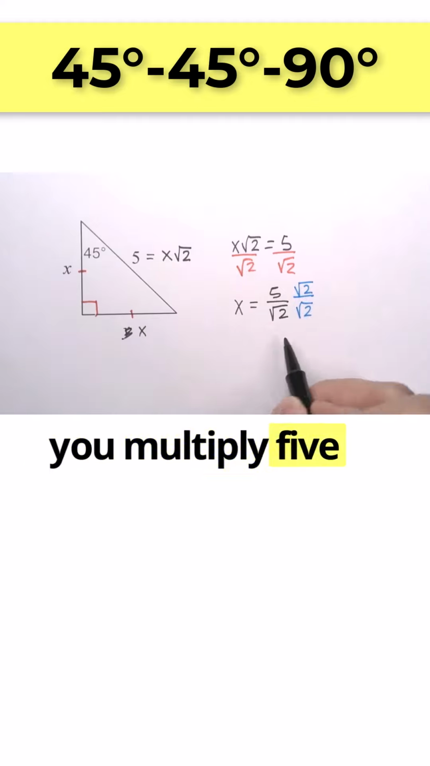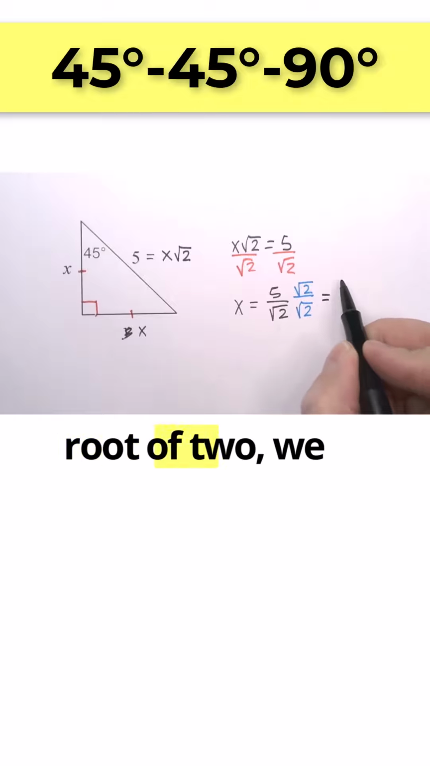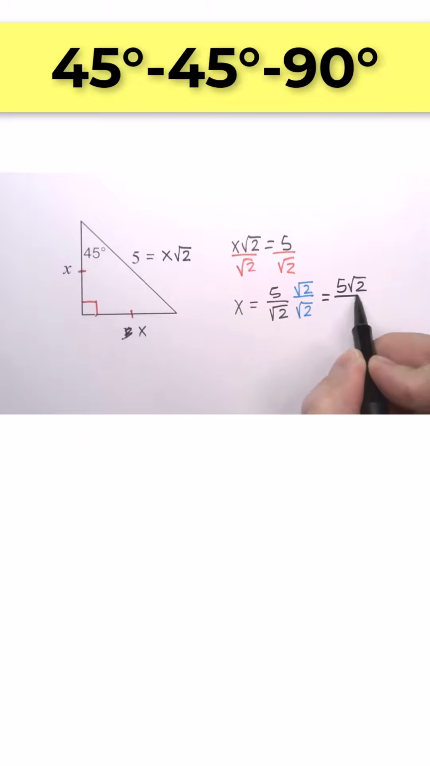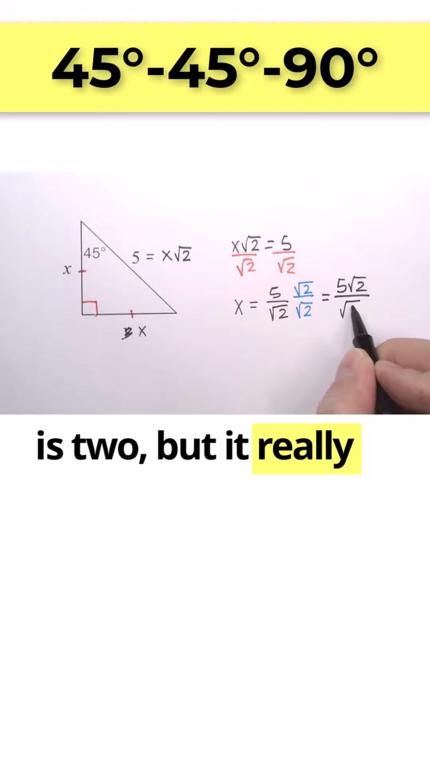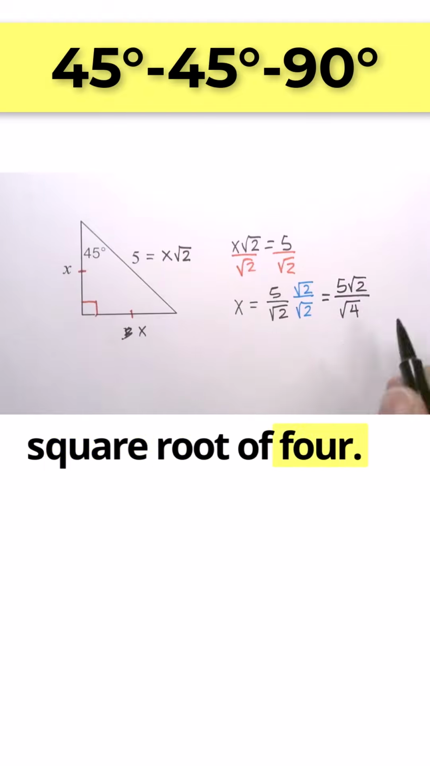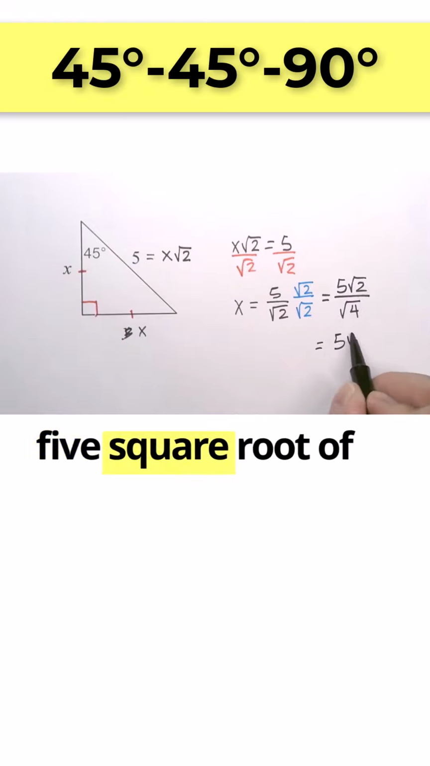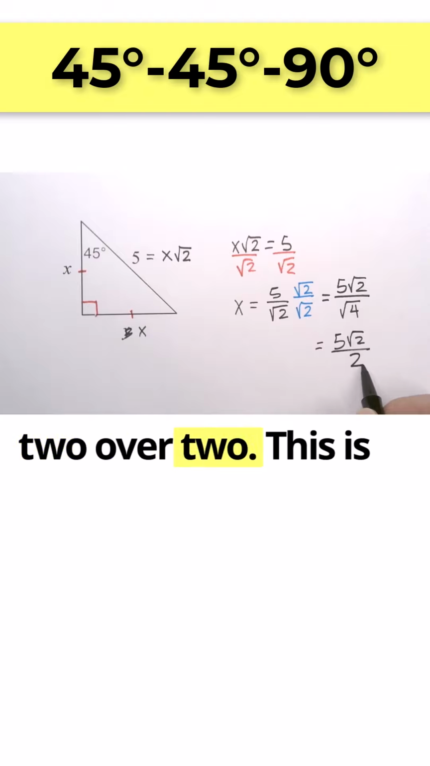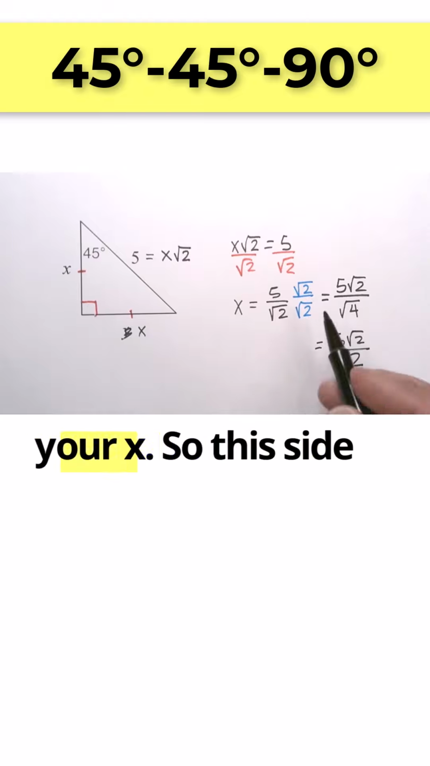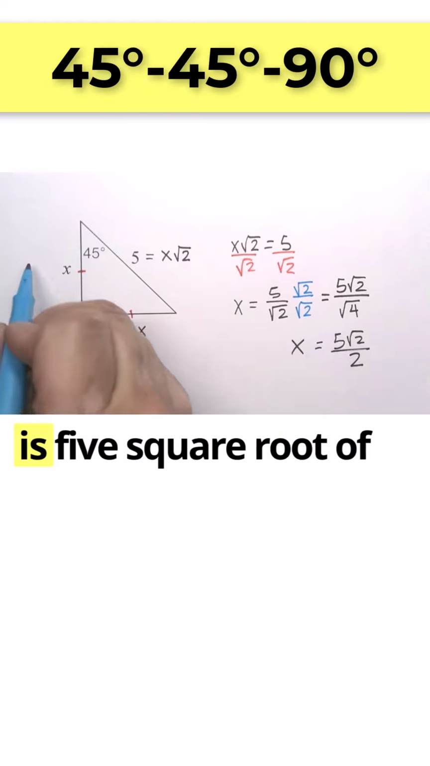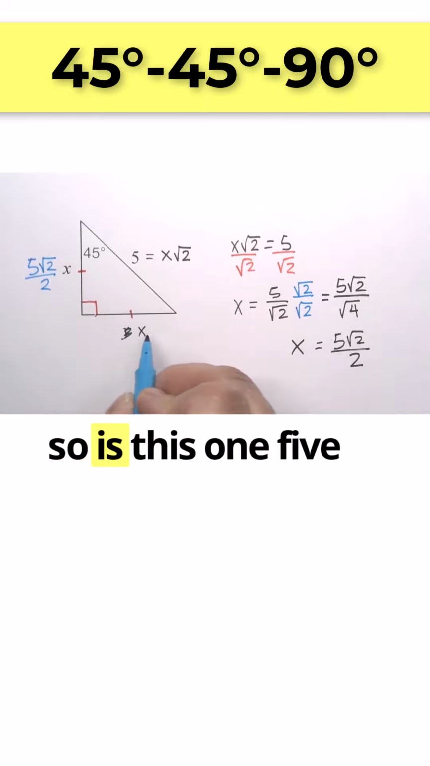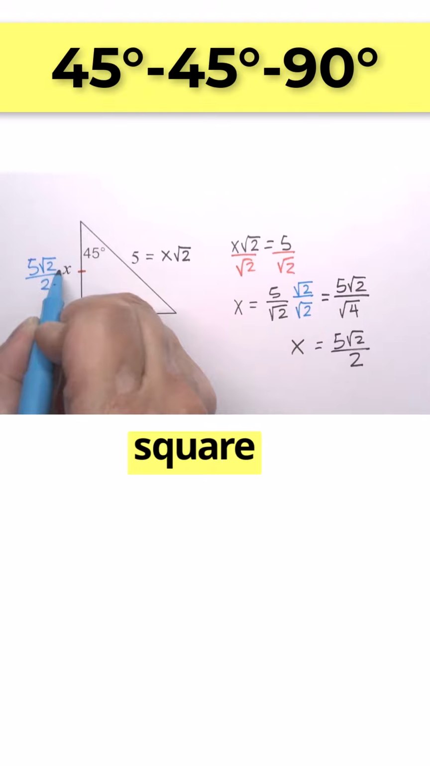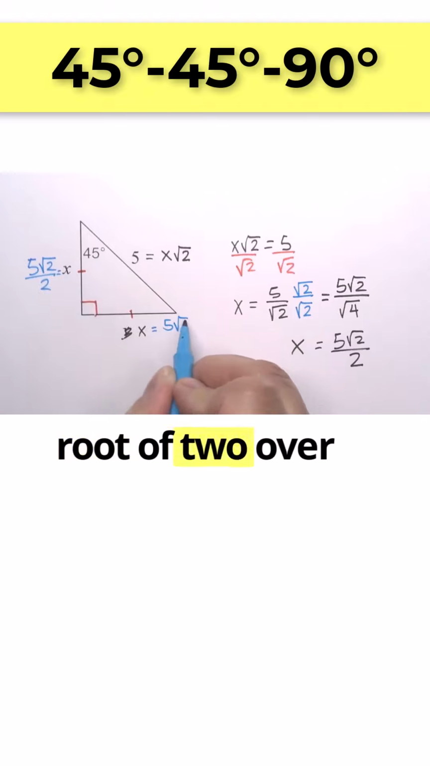And when you multiply 5 times the square root of 2, we write it like this. The square root of 2 times the square root of 2 is 2, but it really starts out as the square root of 4. And then you get 5 square root of 2 over 2. This is your x. So this side is 5 square root of 2 over 2, and so is this one. 5 square root of 2 over 2.